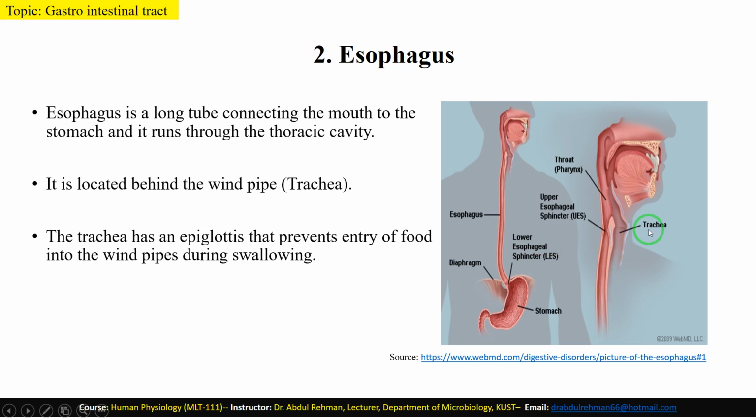Here is a structure called the trachea. The trachea contains receptors. During swallowing of food, these receptors become stimulated and send signals to the central region located in the medulla oblongata. From the medulla oblongata, the impulses come to the pharynx and mouth. As a result, the epiglottis covers the glottis, and during swallowing it allows the movement of the food into the esophagus and prevents its movement into the trachea, that is the windpipe.